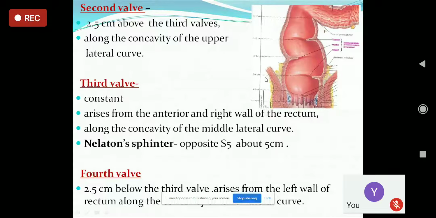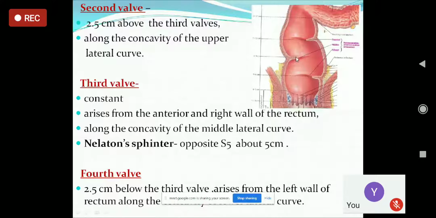This valve is also known as the Nélaton sphincter, and it lies opposite S5, about 5 centimeters above. Now this is the fourth valve. It is 2.5 centimeters below the third valve and arises from the left lateral wall of the rectum, along the lower convexity. Okay, I'll repeat this again.